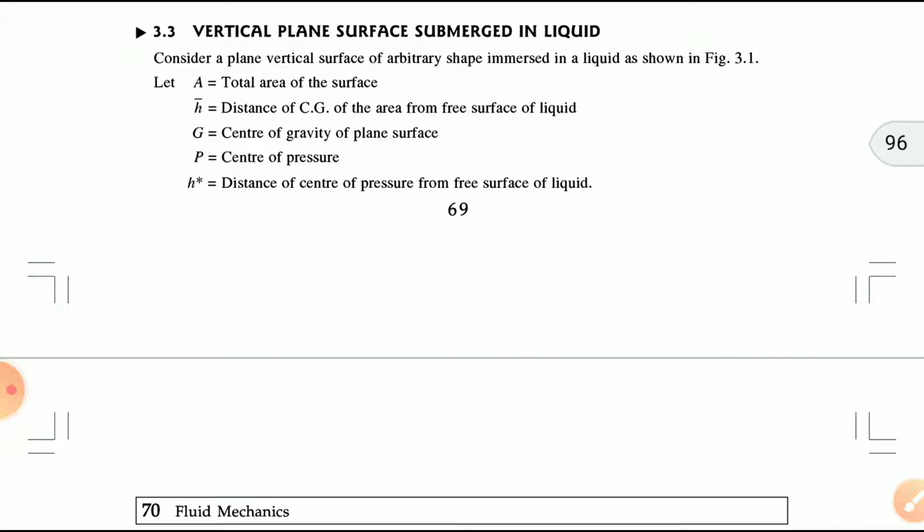Capital P is the center of pressure, the point at which the total force will act, and S star is the distance of the center of pressure from the free surface of the liquid. Whatever the position of this point P, S star is the distance between this point P and the free surface of the liquid.